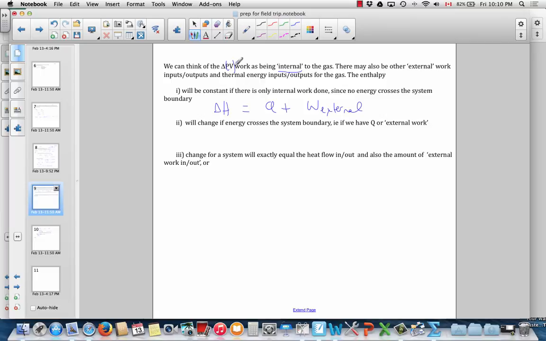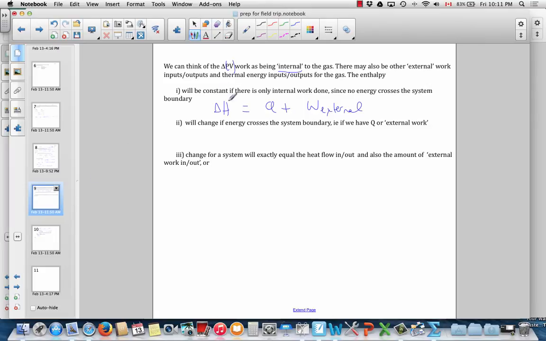So the delta PV work, we say, is work internal. It's one part of the gas doing work on the other. So enthalpy is going to be a constant if there's only internal work done, because if there's only internal work done, that means there's no external work and there's no heat flow into the system. The enthalpy is going to change if we have heat flow into the system or external work done, and the change in enthalpy is exactly equal to the heat flow in plus the external work. So this makes it tremendously useful for studying the steam power plant that we're about to go and visit.